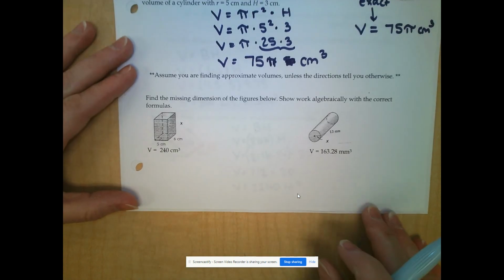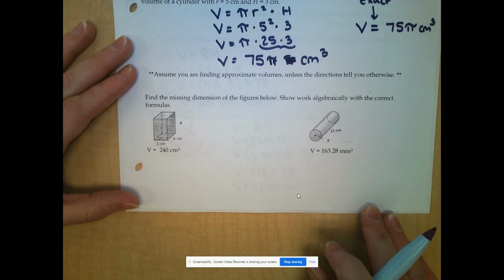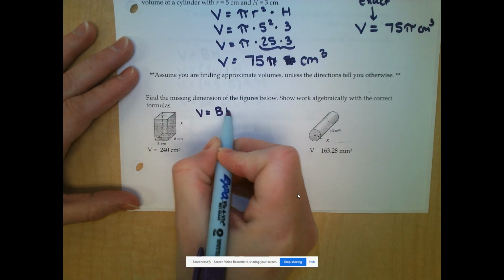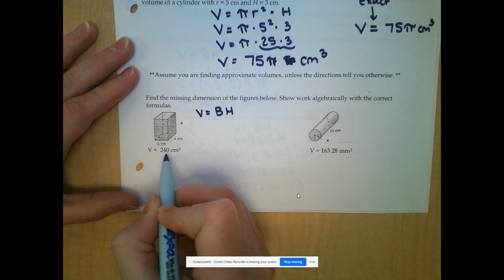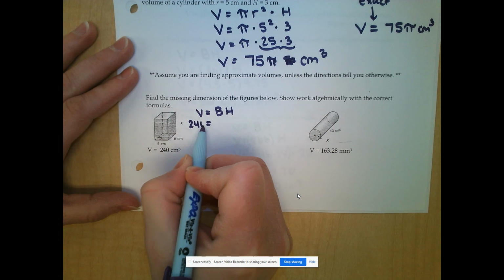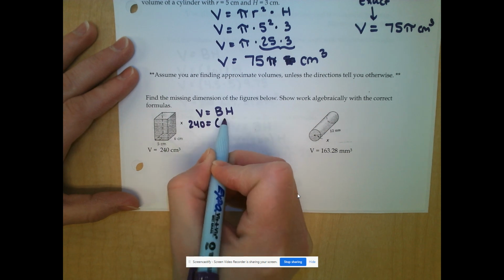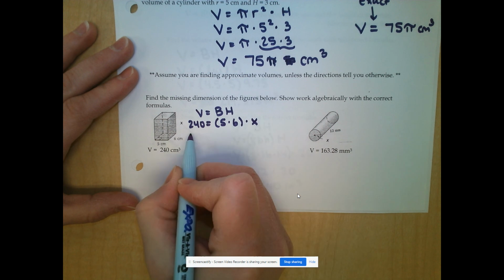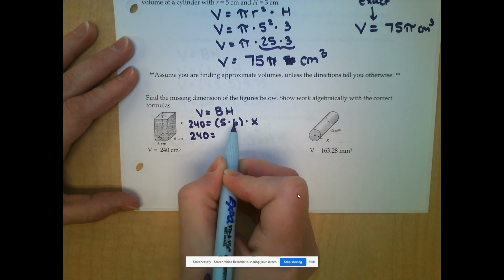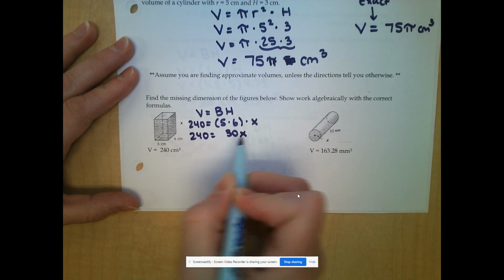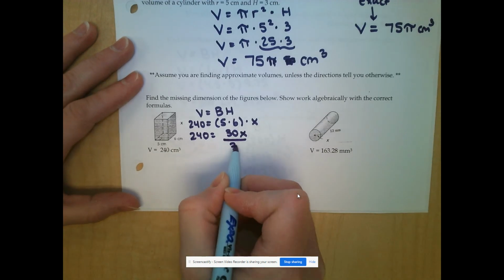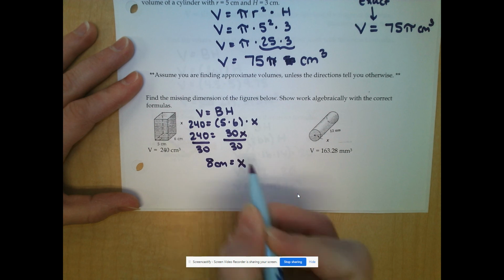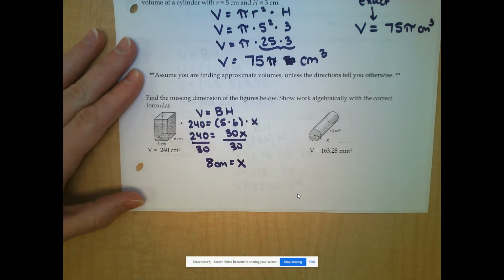Find the missing dimension of the figures below. Show the work algebraically with the correct formulas. So we're going to start with volume equals area of the base times the height. We know that the volume is 240. So on the left side of the equal sign, we're going to substitute our 240. Area of the base, it's a rectangle, so 5 times 6, and then times the height, which we don't know. So we would simplify anything we can. 5 times 6 is 30, times the x, which is representing the height, divide both sides by 30, and we would find that 8 centimeters is the value of x, or the height.